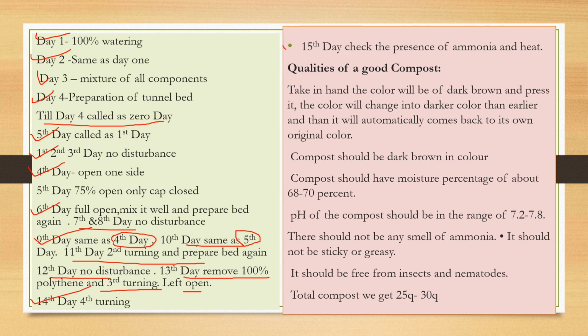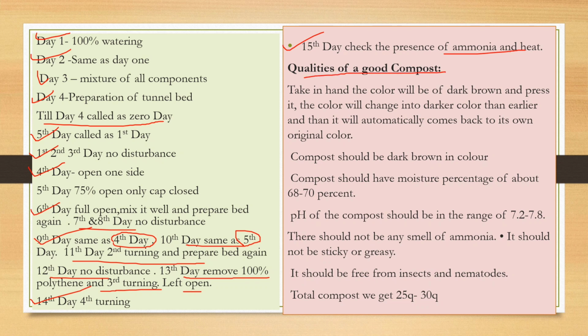On the 15th day, check the presence of ammonia and heat. If they are absent in the compost, then spawning can be done. If ammonia and heat are present, then do the turning each and every day after the third turning. And now we see the qualities of a good compost.